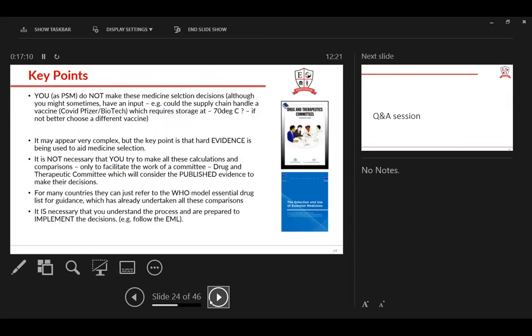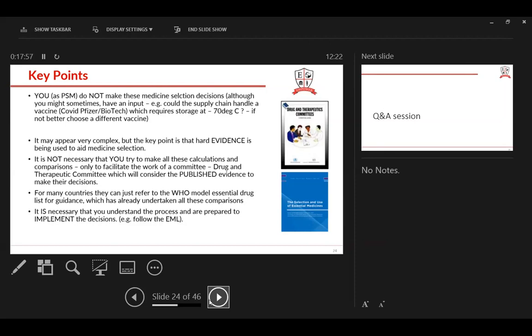What are the key points we'll be looking at here today? PSM, rather, do not make these medicine selection decisions. Then us as logisticians, as supply chain people, we get involved with what? The medical people must sometimes have our input. An example could be the supply chain handling a vaccine like Pfizer-BioNTech, which requires storage at minus 70 degrees, not a different vaccine. So as logisticians, we follow these rules to make sure that where we store the drugs, it's going to be cool, it's going to be fine. But including drugs into the EML is not our duty. We just give our comment and say, okay, you're including these drugs, this is where you have to store them, this is the temperature you need to store them at.